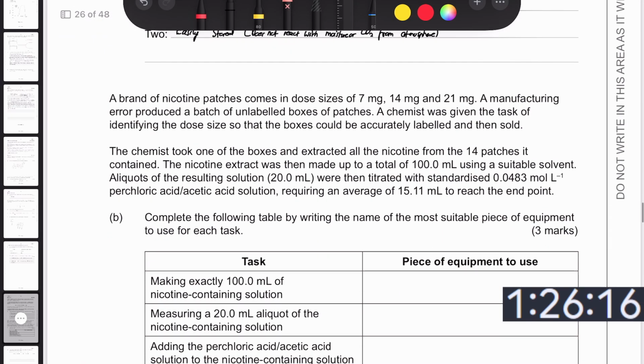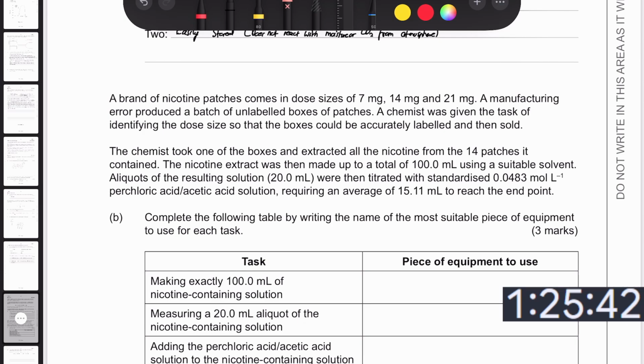Okay. Nicotine comes in dose packages of 7, 14, and 21. A manufacturing error produced a batch of unlabeled boxes of patches. The chemist was given the task of identifying the dose size so that the boxes could be accurately labeled and sold. The nicotine from the patches was made up to a total of 100 mL using a suitable solvent. Aliquots of the resulting solution were then titrated with standardized perchloric acid solution, requiring an average of 15.11 mL to reach the endpoint.